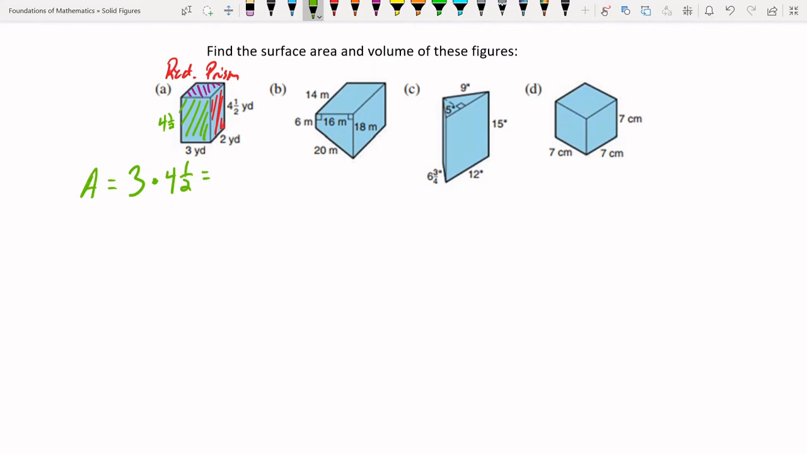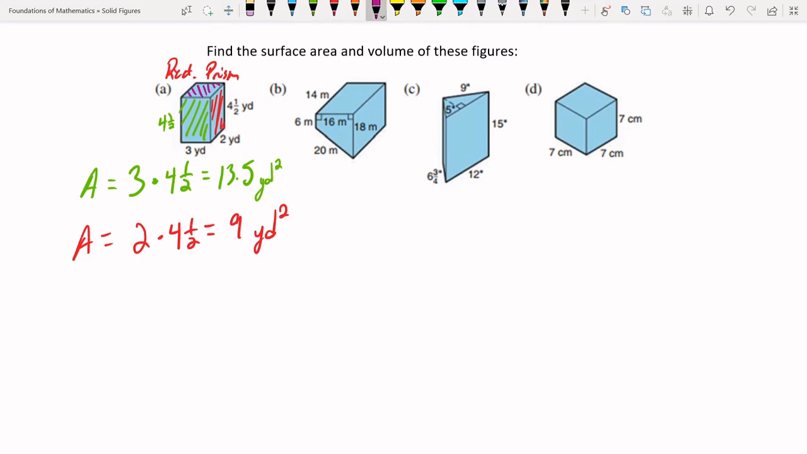I'm going to grab a calculator. And we get 13.5. That's the area for the green. Now this is going to be in yards squared because area is a squared unit of measurement. For the red, we have 2 yards and 4.5 yards. So 2 times 4.5 gives us 9 yards squared.